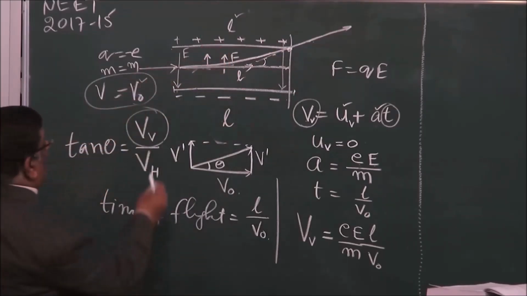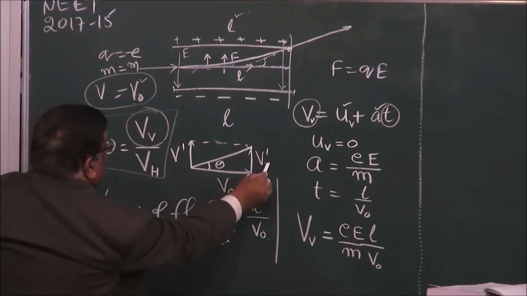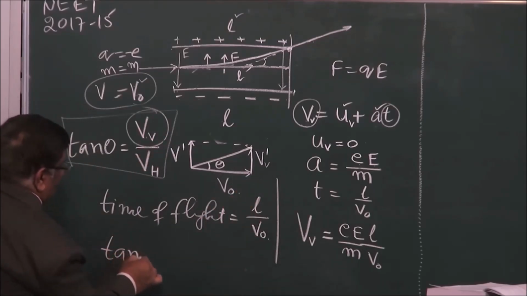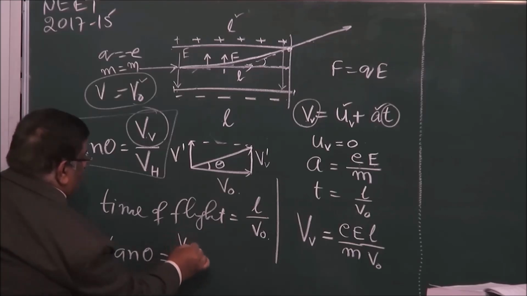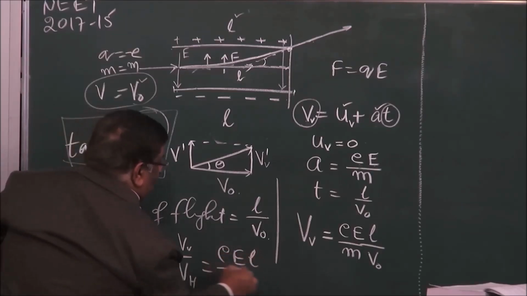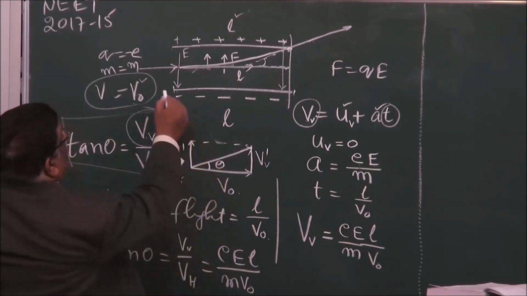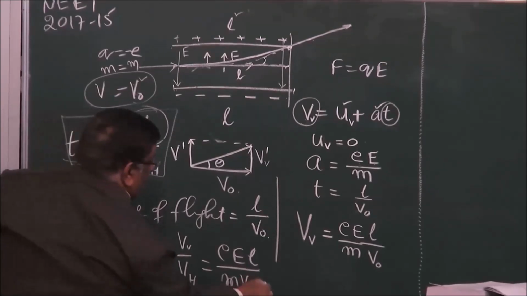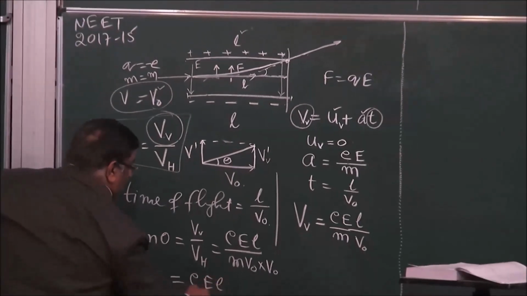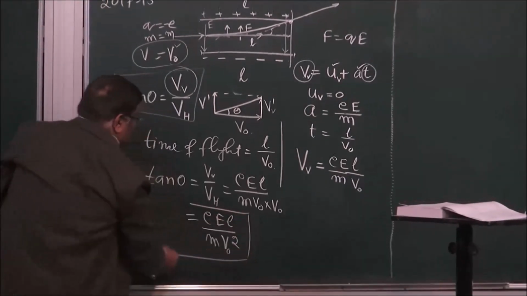Now we come back to our original understanding: tan theta is equal to v vertical divided by v horizontal. Tan theta is equal to v vertical upon v horizontal, and v vertical is eEL upon m v naught. This is to be divided by v horizontal, and v horizontal is v naught. So we get eEL upon m v naught square. So this is tan theta.